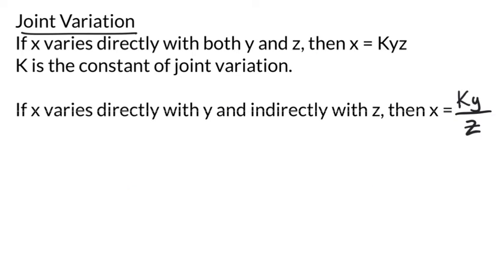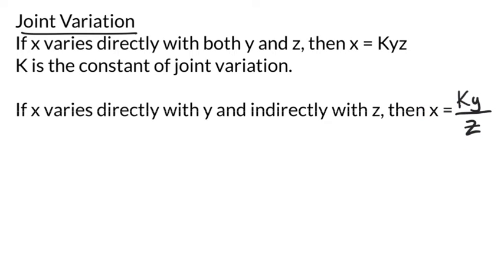But joint variation: if x varies directly with both y and z, then x equals kyz. That's a direct variation, by the way. Again, k is just the constant of joint variation. But sometimes they're going to mix direct variation with indirect variation. If x varies directly with y, then you'd have x equals ky. But if it also indirectly varies with z, then it would have been x equals k over z.